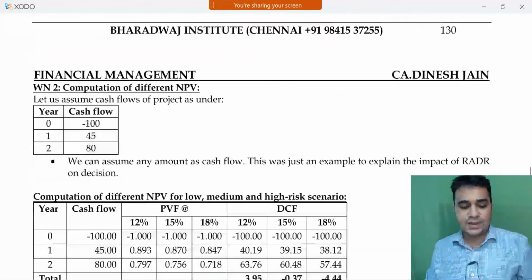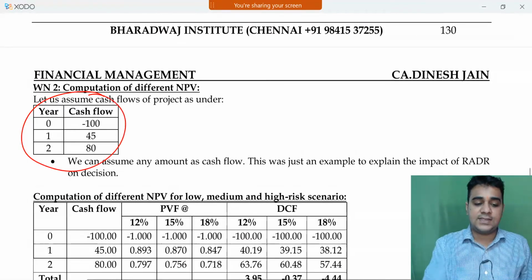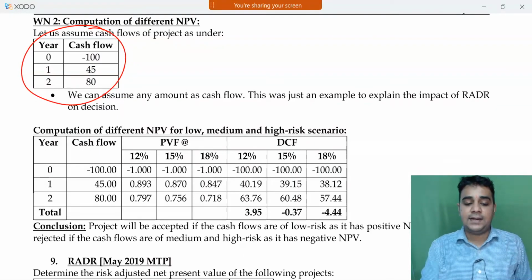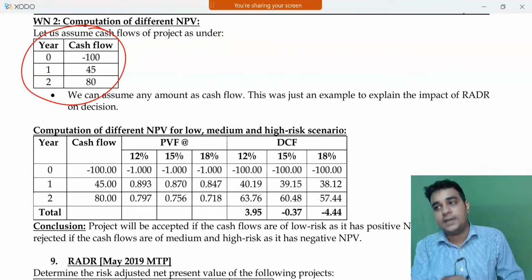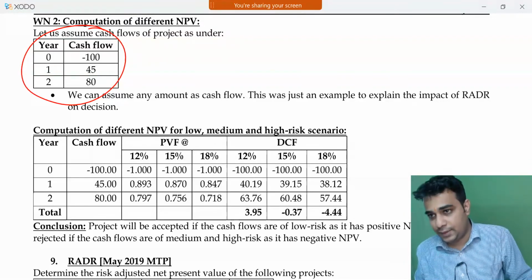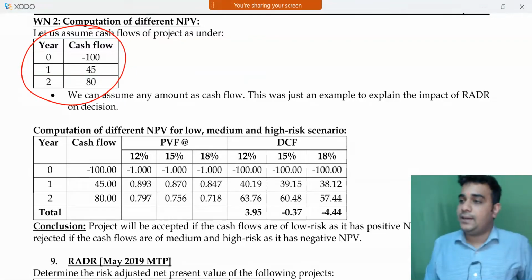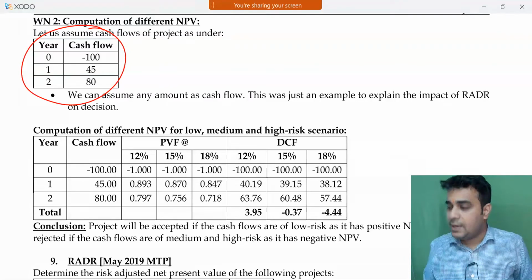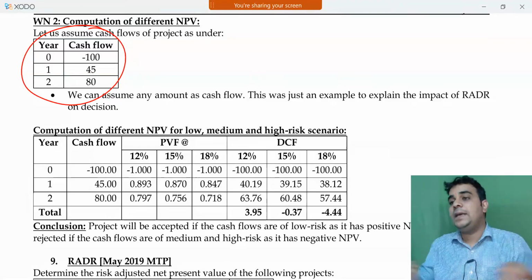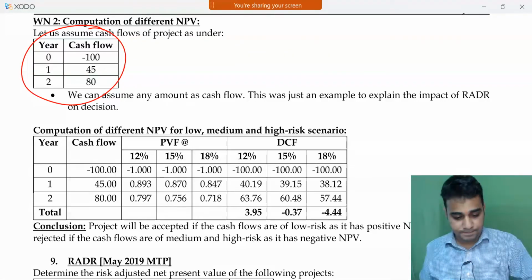This I don't see getting tested in exam. This is just an assumption. Any assumption can be taken. The cash flows were selected in such a manner that the low risk project will get accepted, and medium and high risk will get rejected. It may not get tested mostly in exam, but basically you assume some cash flow and calculate NPV and say that the NPV will keep changing based on your discount rate.